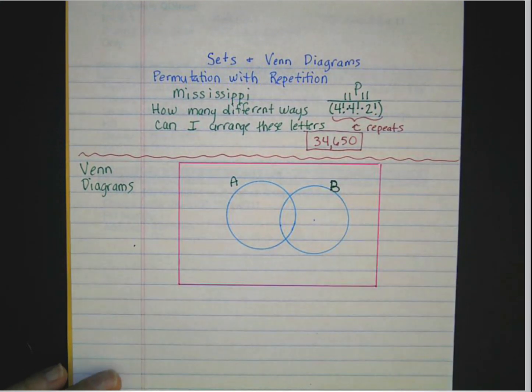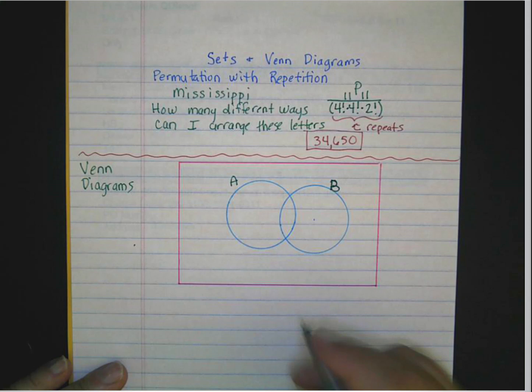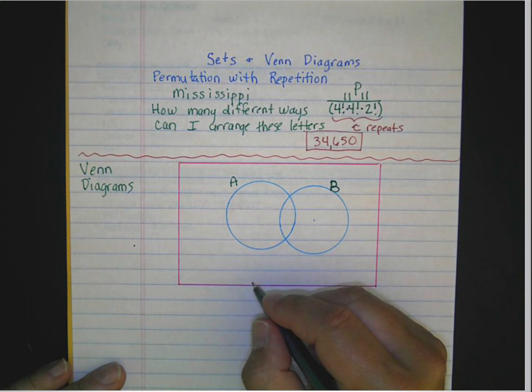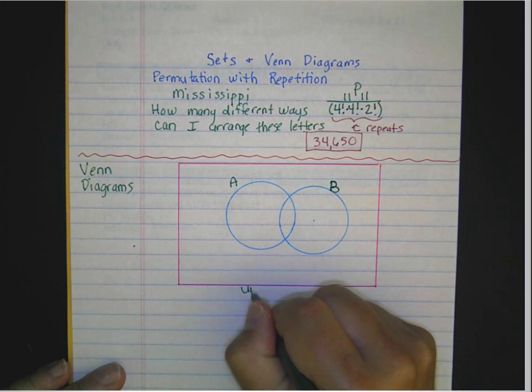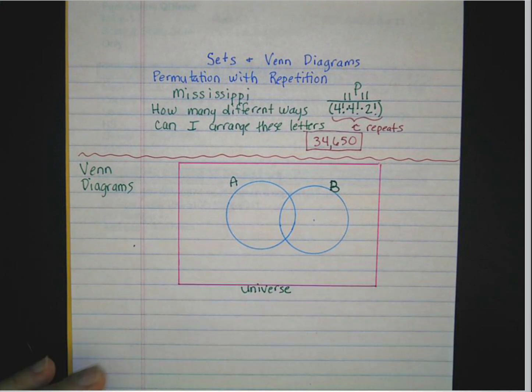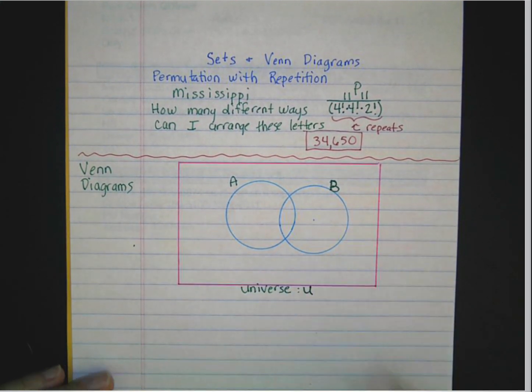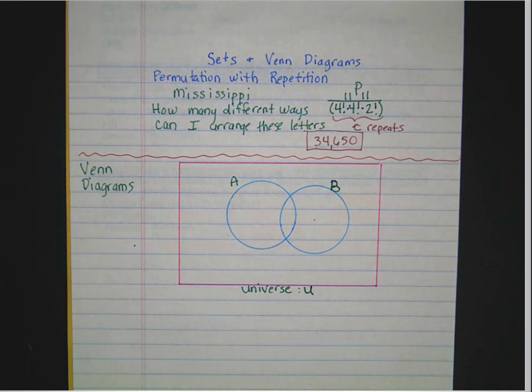Now, the whole thing, this whole rectangle, that's my universe, okay? That's everything that's in the universe, and the universe can be anything. You can describe it as whole numbers, prime numbers, animals, people, it doesn't matter. It's going to be described to you. Then A and B could be whatever.